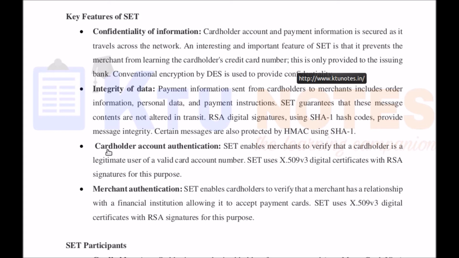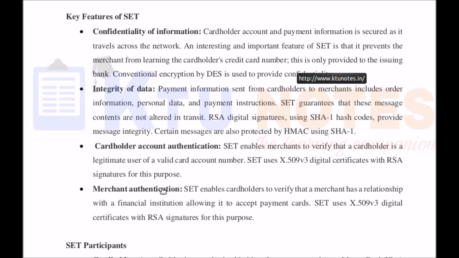Then third one is card holder account authentication. Secure electronic transaction enables merchants to verify that a card holder is an authorized user of a valid card account number. It uses X.509 version 3 digital certificates with the RSA signature for authentication. Fourth one is merchant authentication. So it is checking the authentication of the merchant, whether he is an authorized person.